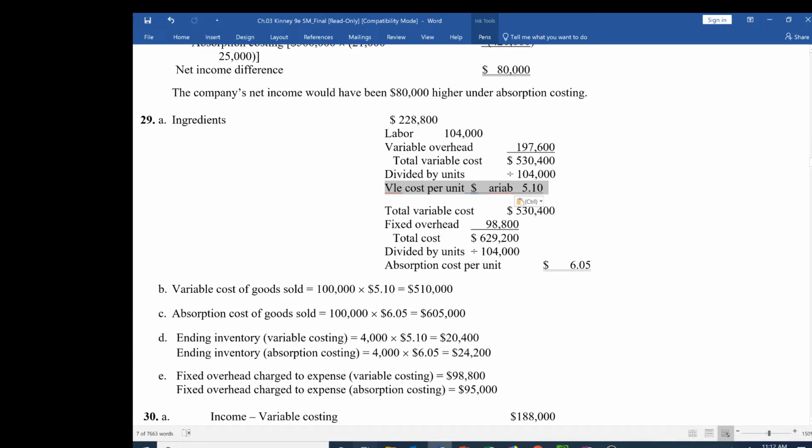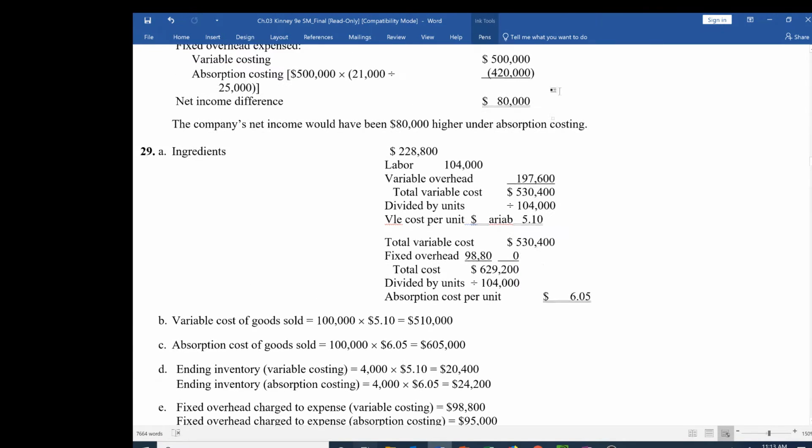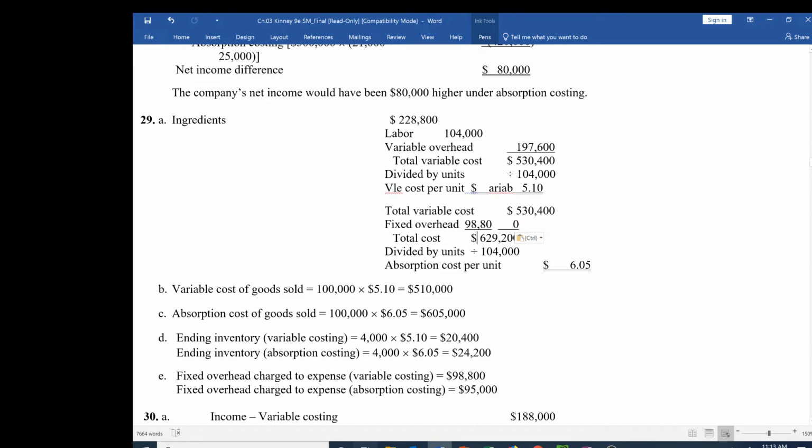All right, if you divide 98.8 by 104,000 units, how much? 95 cents. It should give you the difference then. 510 and 605 is 95, because that's the only thing we did different. And it will give you the 95 cents also. Anyway, B, variable cost of goods sold, 100,000 units times 510. Absorption cost of goods sold, 100,000 units times 605.